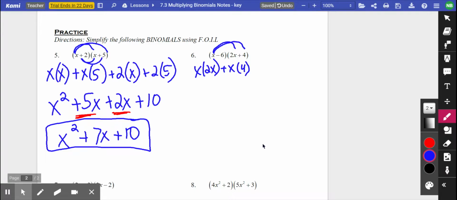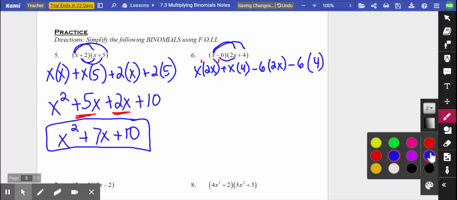We got a negative 6 times that 2x. And we got a negative 6 times a 4. Look at that, I squeezed it in there. All right, so x times 2x. And again, these are little exponents here. And we're going to add up.